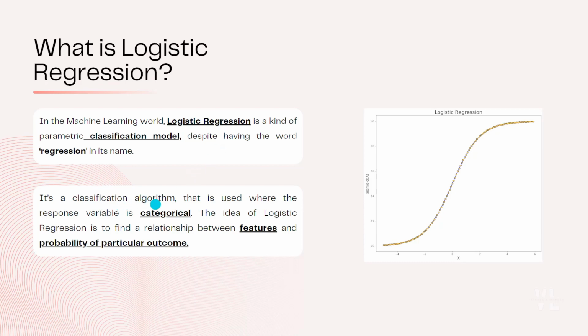It's a classification algorithm that is used where the response variable is categorical and not continuous. The idea of logistic regression is to find a relationship between features and the probability of a particular outcome. So if you want to predict something which is categorical and you want to learn the relationships between features and the probability of a particular outcome, then you can select logistic regression to solve that problem.